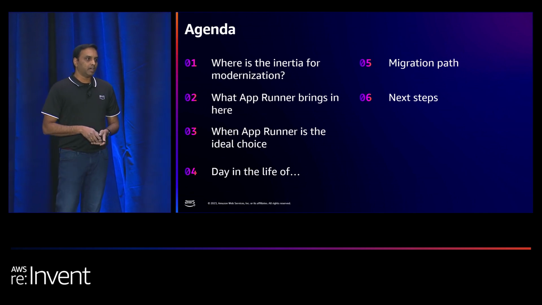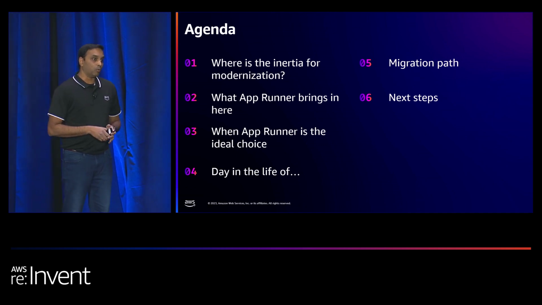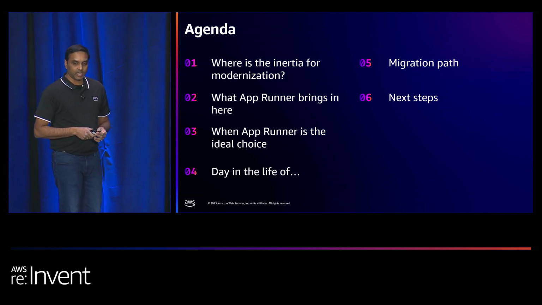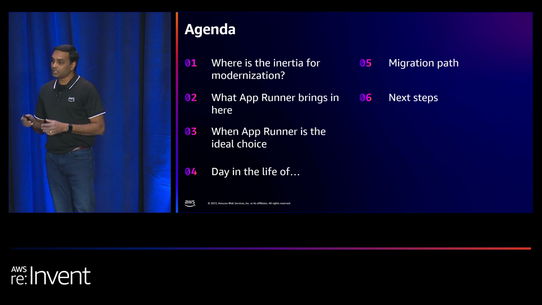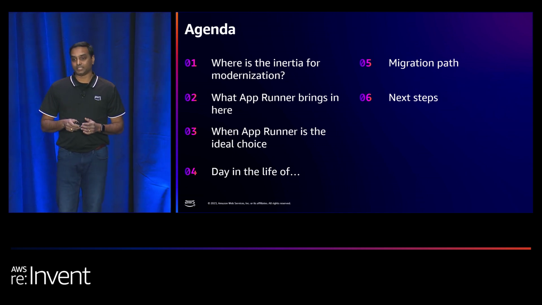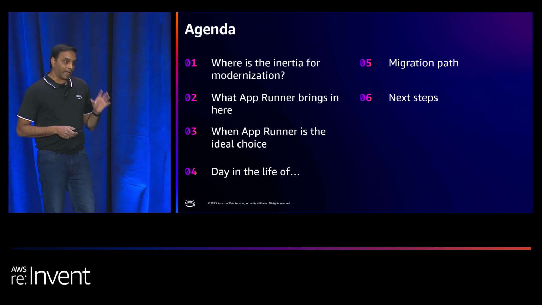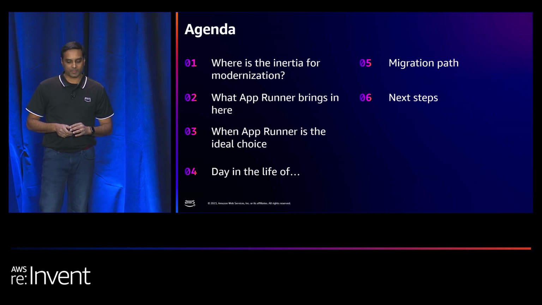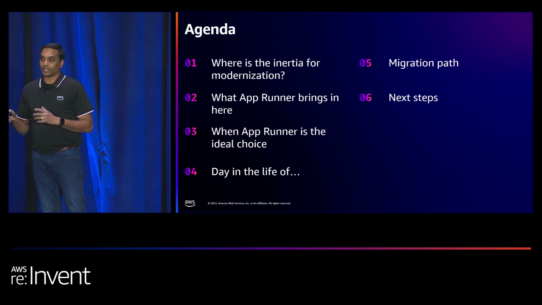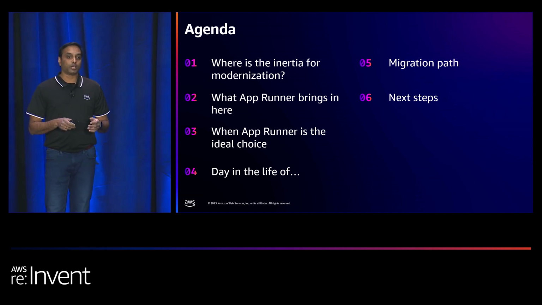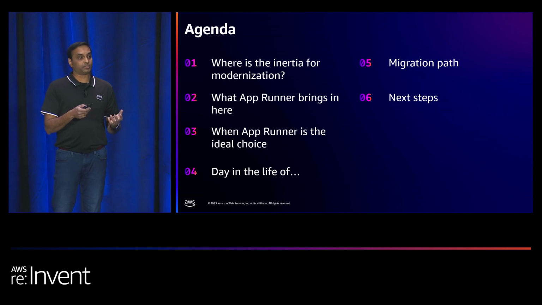In today's agenda, I want to start with highlighting some of the key challenges customers find while going through modernization. And I will also talk about how App Runner is helping in this space to reduce and optimize these challenges for you. I will also help you to identify when to use App Runner and when it is the ideal choice for you. And then we will also cover the scenarios in the day in the life of a customer persona. And we will also walk you through how the migration paths will look, along with some of the next steps you can potentially take from there.